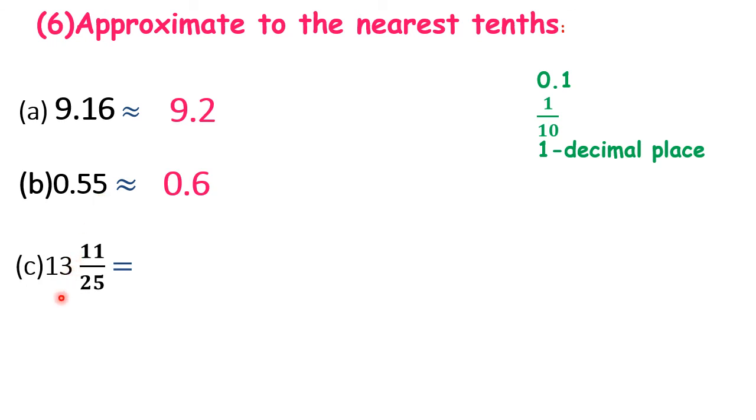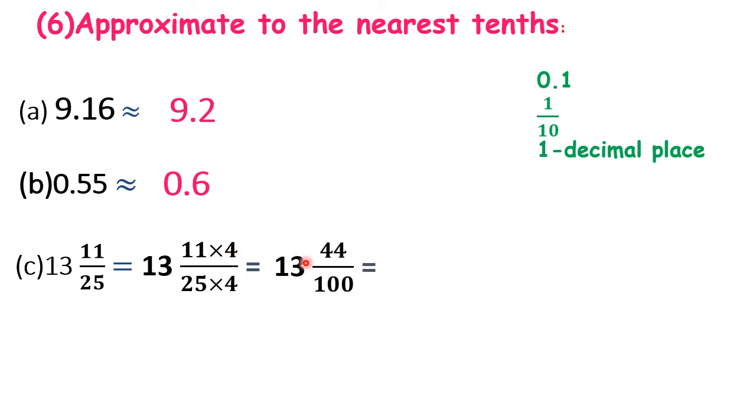13 and 11 over 25. As the first step, convert to a decimal number. The denominator must be 10, 100, 1000. So using friends, 25's friend is 4. So I will times 4 in the denominator and times 4 in the numerator. 11 times 4 equals 44. 25 times 4, we know from the friends, is 100. Now I have the denominator 100. Okay, so convert to the decimal. Put 13 in the whole number and 44 after two decimal places.